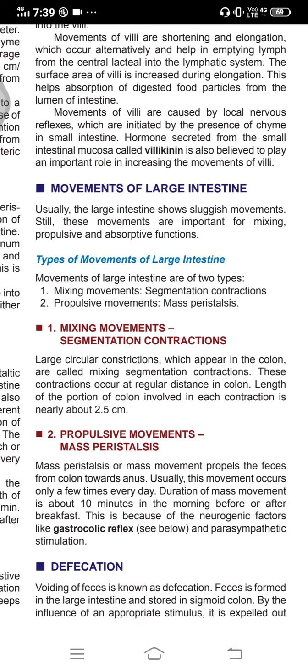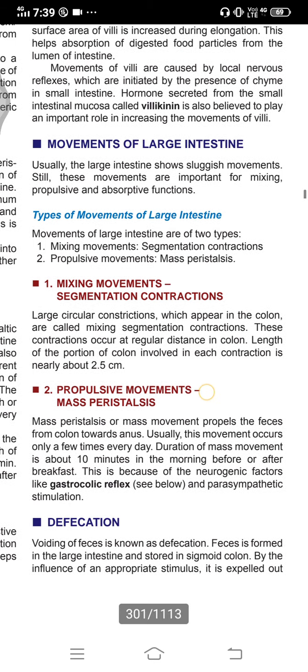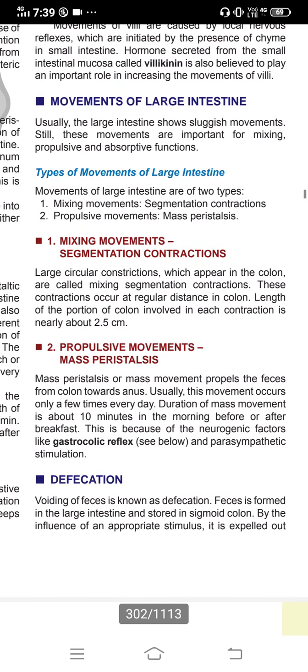Movements of the large intestine are usually sluggish movements. Still, these movements are very important for mixing, propulsion, and also absorption. Types of movements of large intestine. Movements of the large intestine are of two types: mixing movement, that is segmentation contraction, and propulsive movements, that is mass peristalsis.